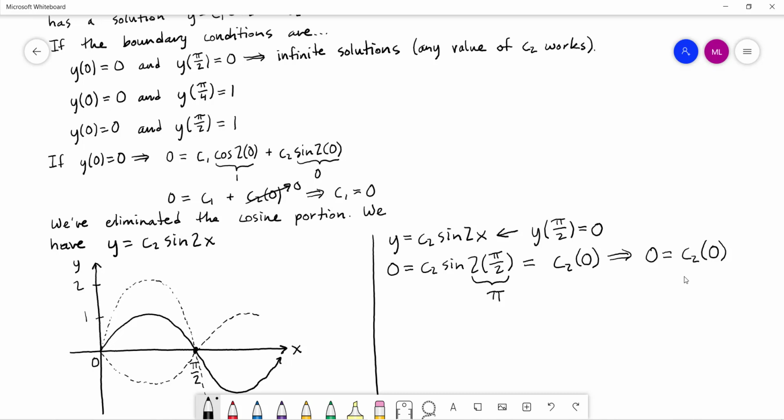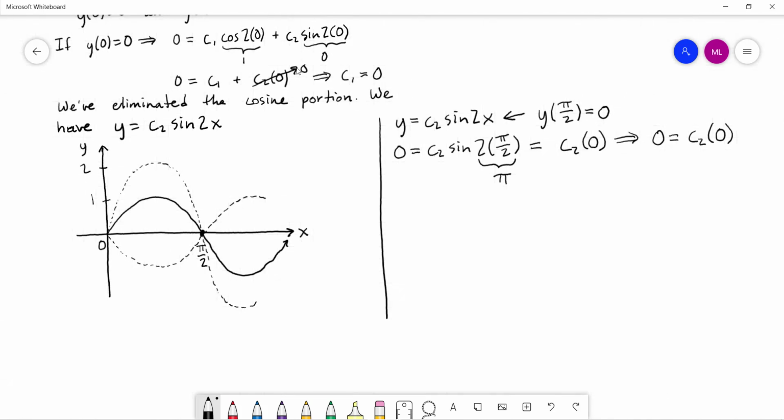Okay, what about for the second one here? This one specifies, again, that y of 0 is 0. So we've already gone through the conclusion that that gives us just this sine function. It kills off the cosine portion. But this one says that y at pi over 4 is equal to 1.